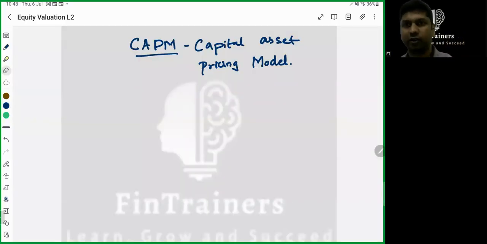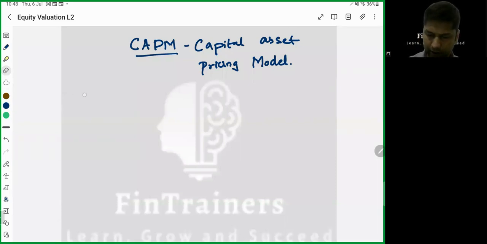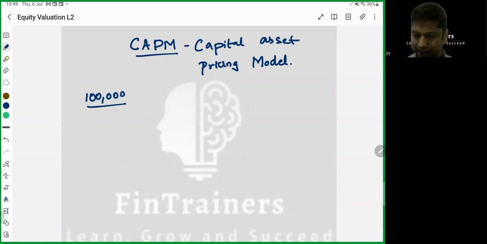Capital asset pricing model, or CAPM. So let's say you have some money with you, 100,000 rupees. It's 1 lakh. Now, what can you do so that you get some return without any risk? What can you do? Fixed deposit, something like that.